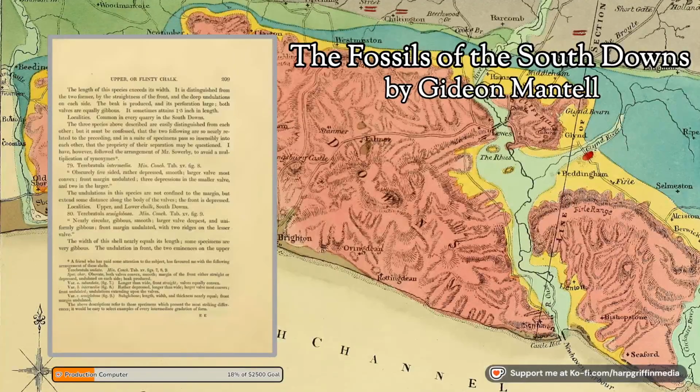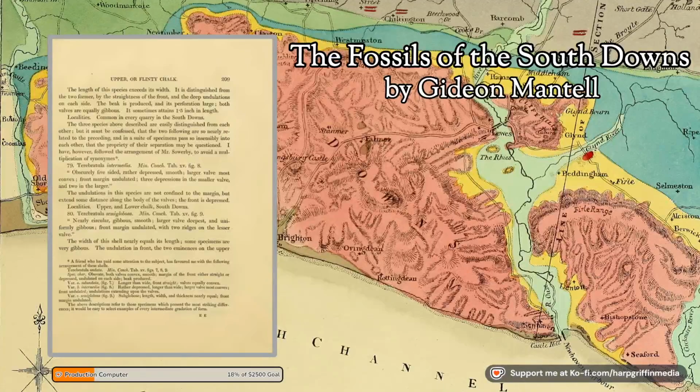The 3 species above described are easily distinguished from each other, but it must be confessed that the 2 following are so nearly related to the preceding, and in a suite of specimens pass so insensibly into each other, that the propriety of their separation may be questioned. I have, however, followed the arrangement of Mr. Sowerby, to avoid a multiplication of synonyms.